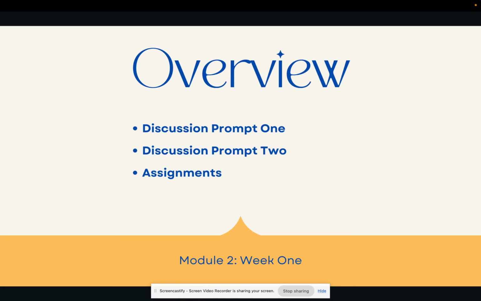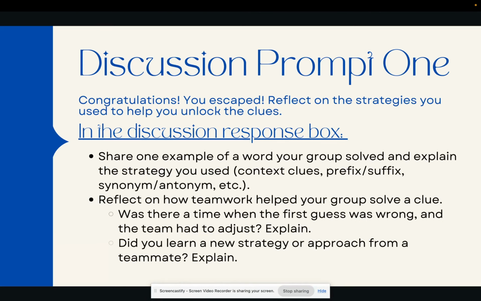Overview. Here's the roadmap. After you've completed the escape room and context clues graphic organizer, you will participate in the discussions. First, you'll debrief the vocabulary escape room in discussion 1. Second, you'll share one word you figured out using context clues for the graphic organizer and reflect on your experience in discussion 2. Finally, you'll write a 250 to 300 word reflection connecting both discussions. Check our class page in Canvas for exact due dates.